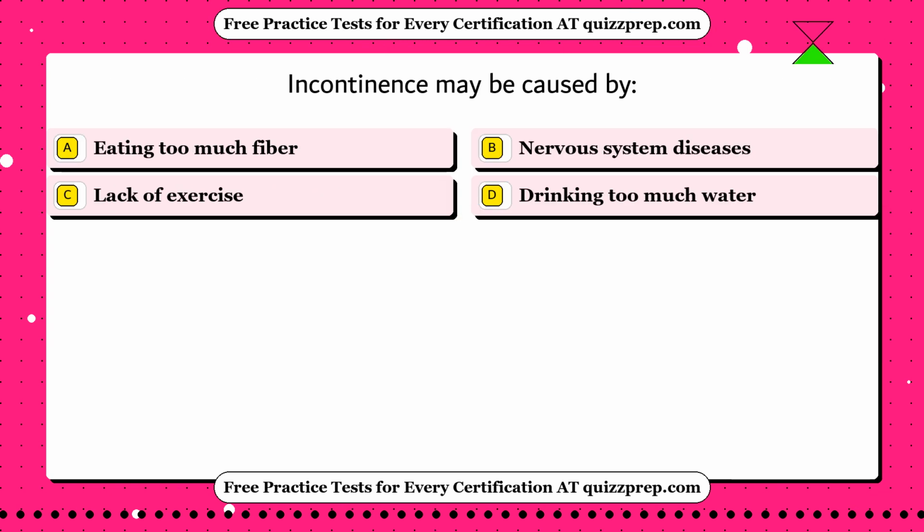Question 56. Incontinence may be caused by: Option A. Eating too much fiber. Option B. Nervous system diseases. Option C. Lack of exercise. Option D. Drinking too much water.